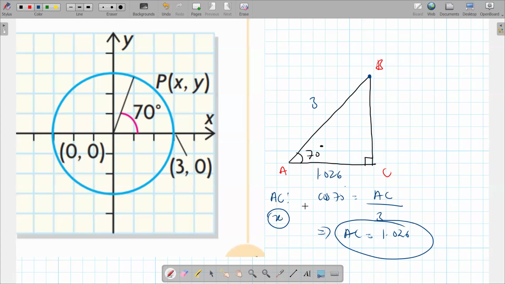How do we find BC? You can just use the Pythagoras theorem. Yes, 2.82. And you're done. Easy peasy. Cool?